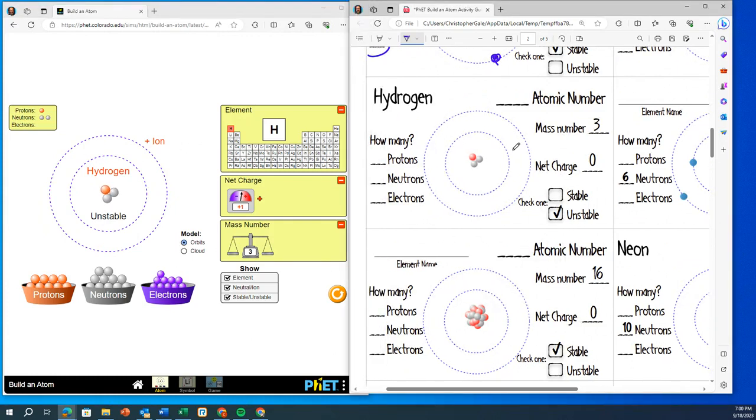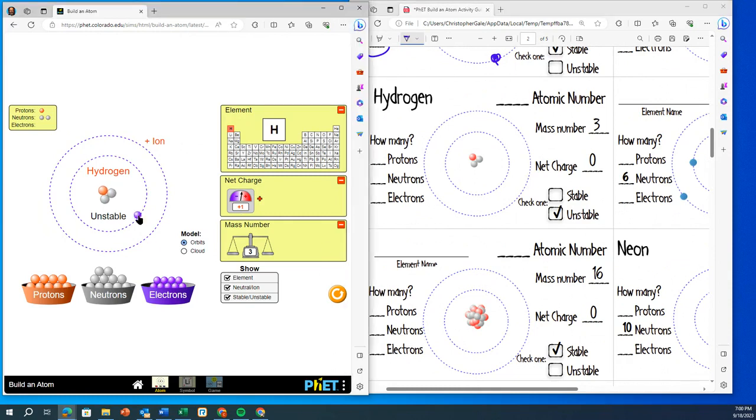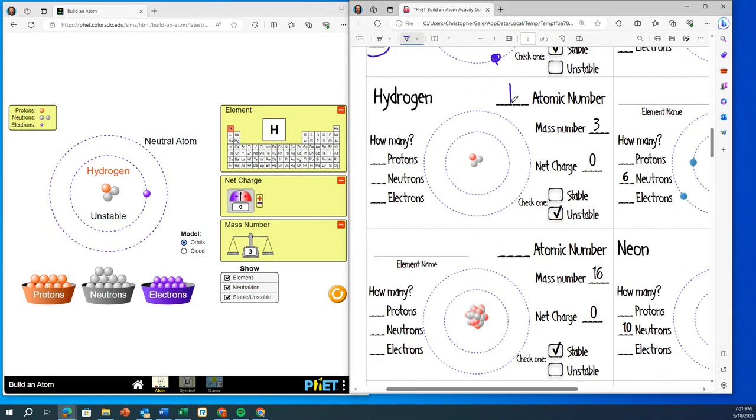Right, and it says a net charge of 0. So it has a net charge of 1. This in there, and now I have a net charge of 0, a mass of 3. My atomic number is going to be how many protons there are. So my atomic number here is 1. Number of protons is 1. Number of neutrons is 2. And number of electrons is 1. And I'm going to put that electron right here.